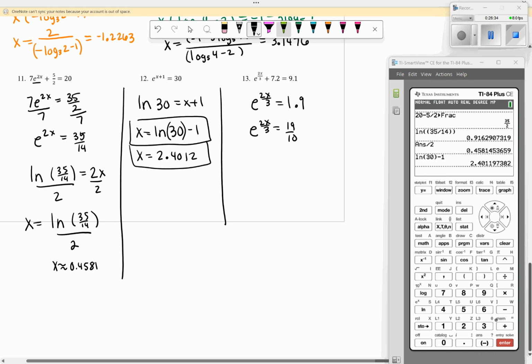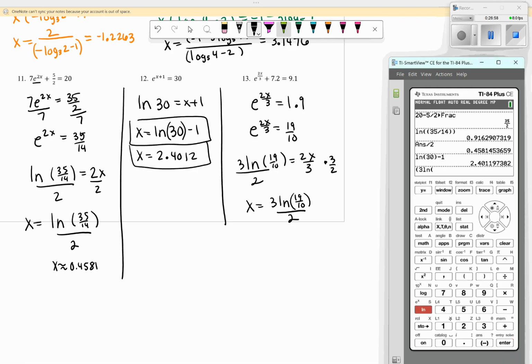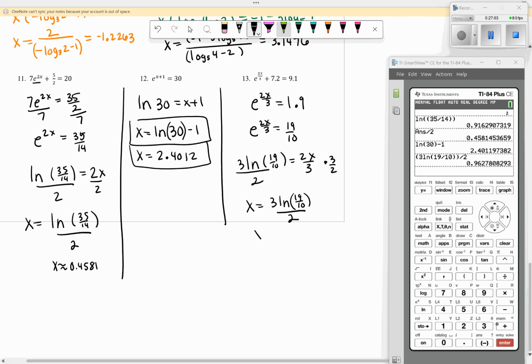Rewrite this in natural log form. So the natural log of 19 over 10 is equal to 2x over 3. So then to get rid of the 2/3 x, you're multiplying both sides by 3 halves. So then this would give us x equals 3 times the natural log of 19 over 10 divided by 2. And so in the calculator, we have 3 natural log of 19 divided by 10, close those parentheses, divided by 2. So x is approximately 0.9628.